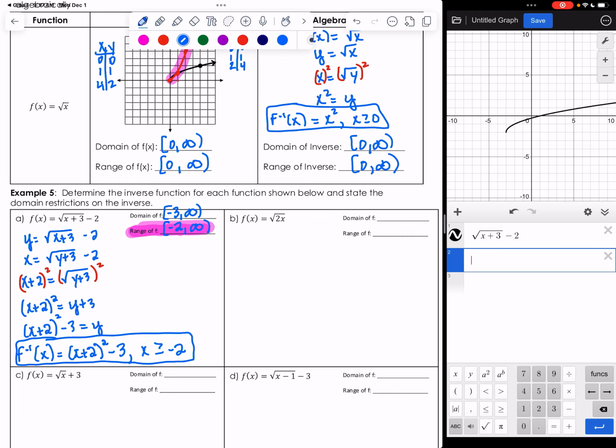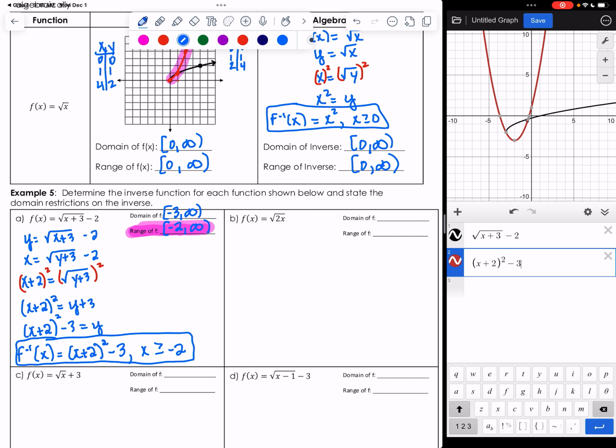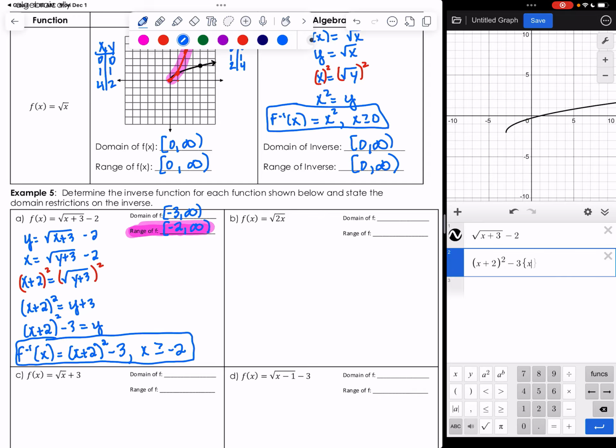Now, let me show you. Here we have the original. Let me just show you real quick what the inverse would look like. x plus 2 quantity squared minus 3. This is what it looks like before I restrict the domain. Okay, so remember, I only want that right side branch. I'm only wanting the right side branch, so I need to restrict the domain. So I need my curly braces. x is greater than or equal to -2. So there's that right side branch. So now that we've restricted the domain, you can see that those two are inverses of each other.